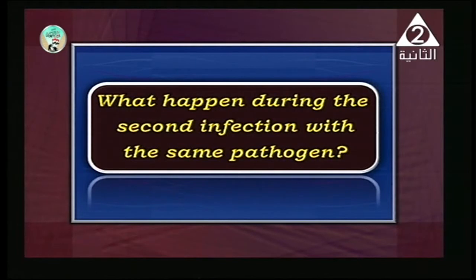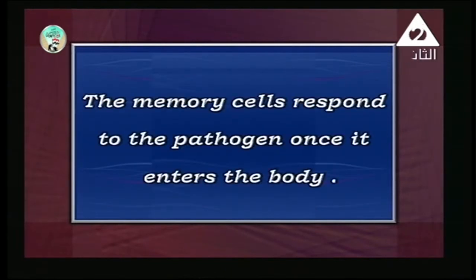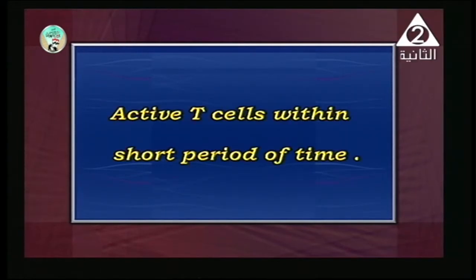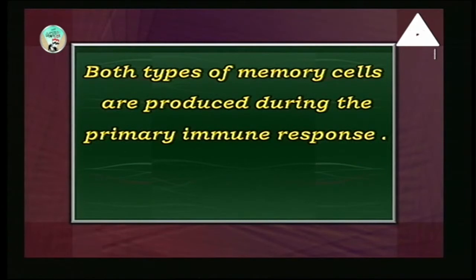But what happens during the second infection with the same pathogen? The memory cells respond to the pathogen once it enters the body. As soon as the pathogen enters, they are activated and start dividing quickly, more than one time, to produce a large amount of antibodies for this pathogen. And the active T cells respond within a short period of time. Both types of memory cells are produced during the primary immune response.